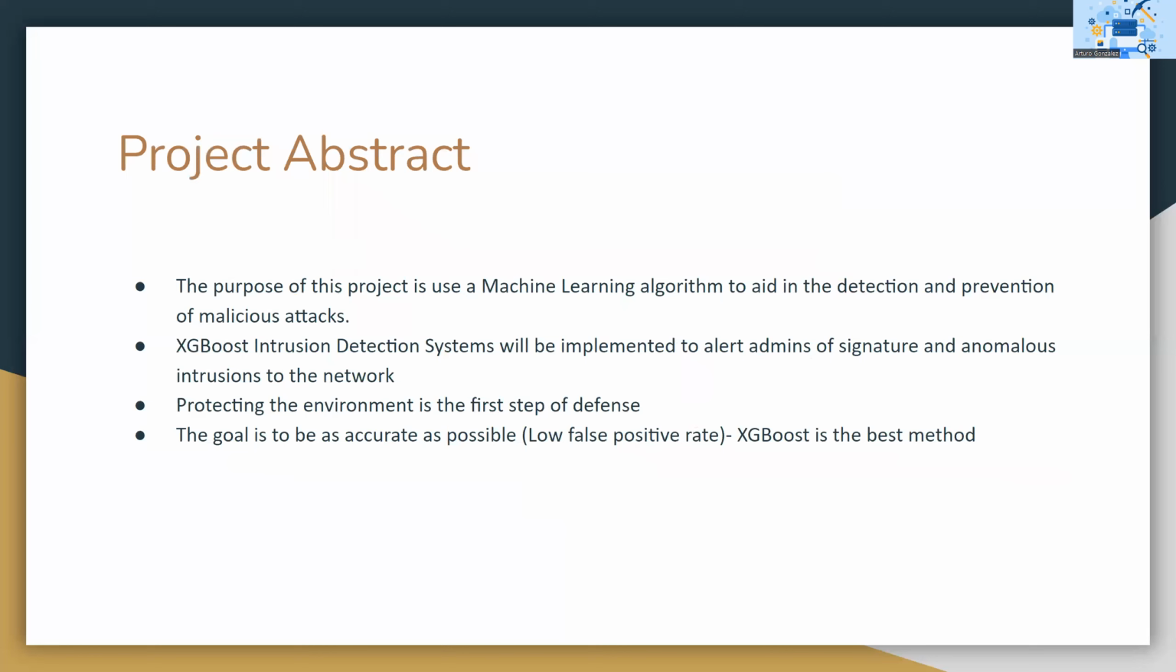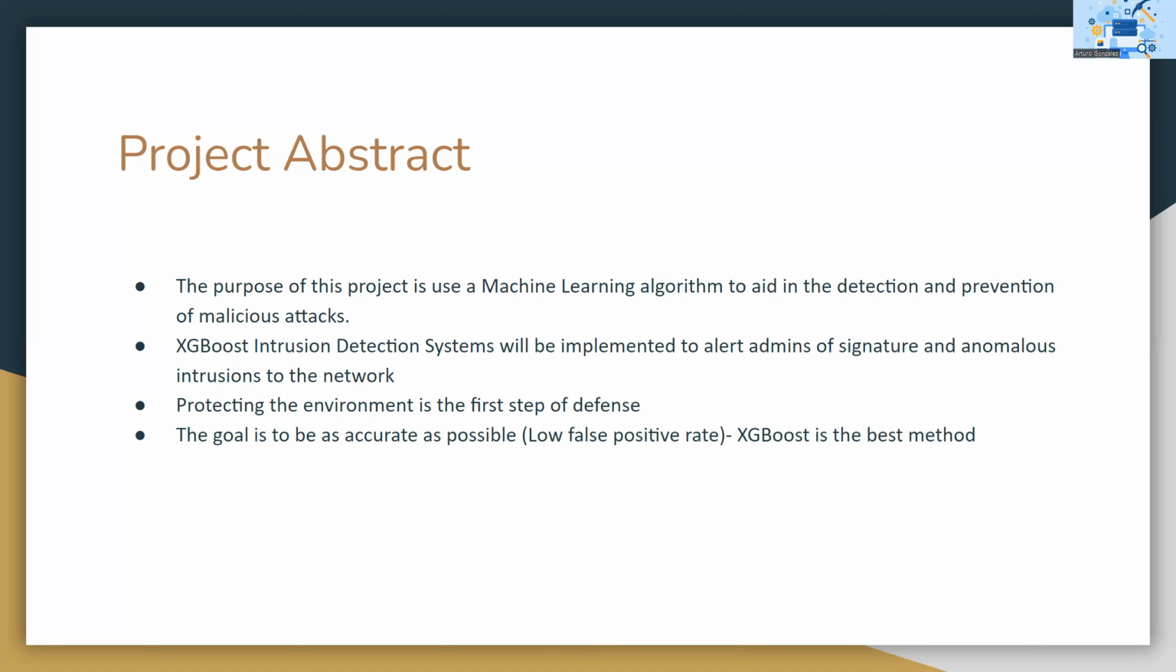The purpose of the project is to find a machine learning algorithm that will aid with the detection and prevention of malicious attacks. We sifted through multiple algorithms. Random forest was one that we really looked at. There's the support vector machine, but that tends to not work well because network traffic isn't linear, so you can't really group it with a line.